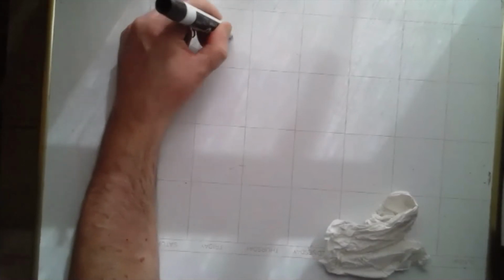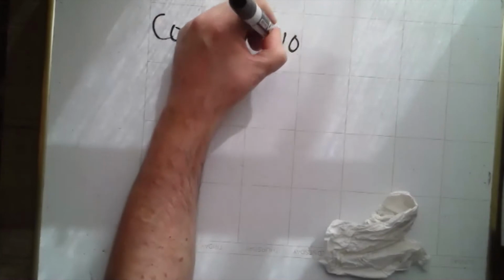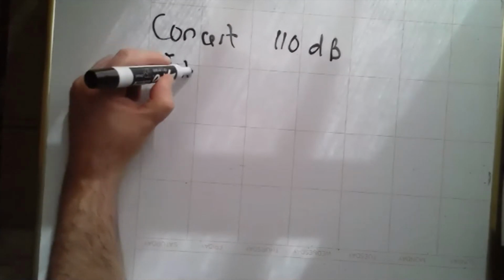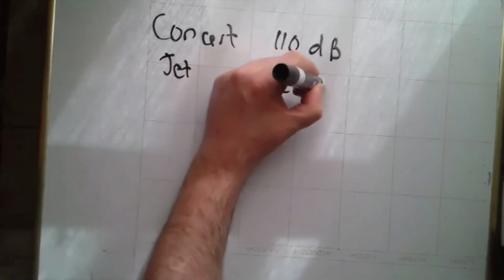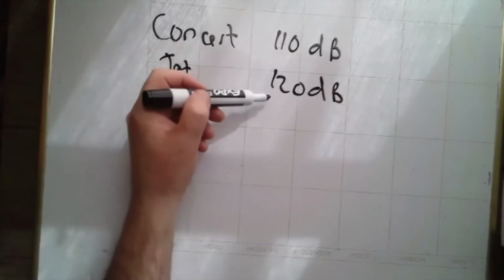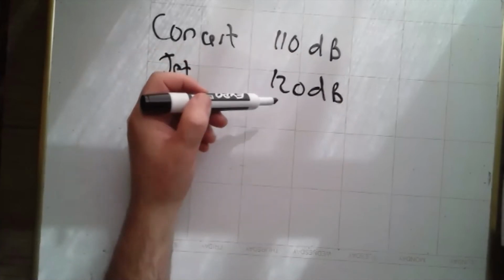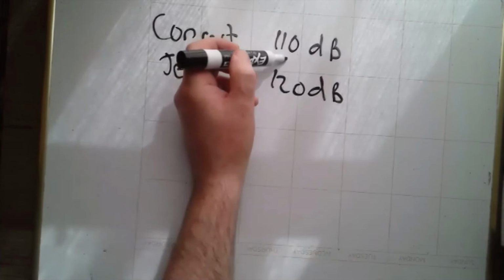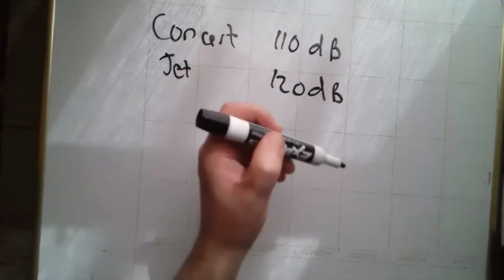Let's say a concert might be 110 decibels. That's very loud. A jet engine might be 120 decibels. So at first you think, oh, the jet's just a little bit louder than the concert. No, it's 10 times louder than the concert because I've gone up by 10. Every increase of 10 is 10 times louder.